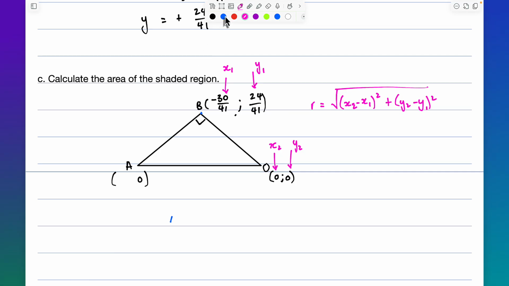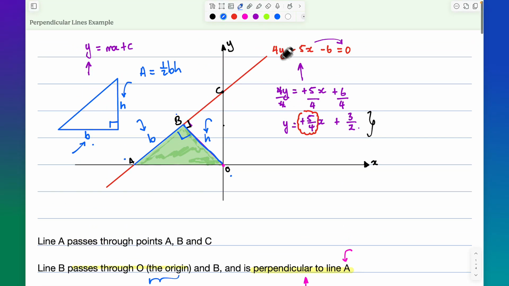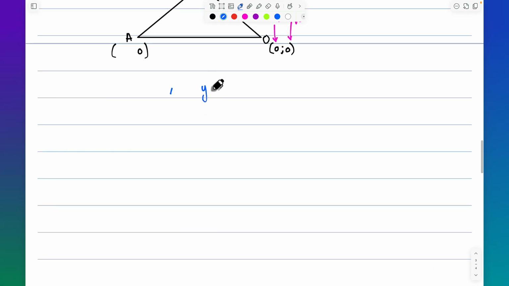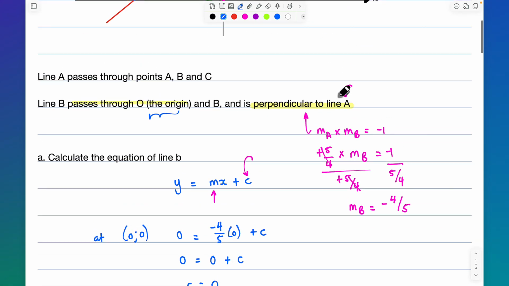All right, so hopefully I haven't lost anyone just yet. I know the question is long, it's complex, but I'm hoping you're sticking with me. Okay, so the coordinates of point A, right? So now what is the y coordinate of point A? Now remember, point A is on the equation y is equal to positive 5 over 4 x plus 3 over 2. I think that was the equation.